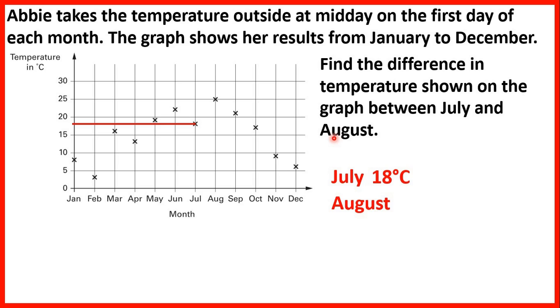Now, if we find the temperature for August, we can go up from August, draw a line across, and we can see that that's 25. Now we need to find the difference, so we need to subtract. 25 minus 18 is 7, so the difference in temperature is 7 degrees.